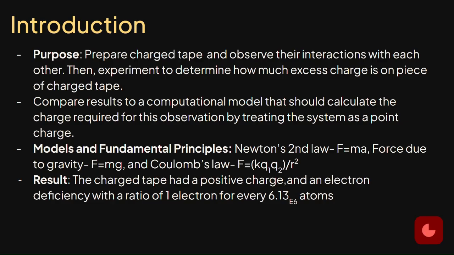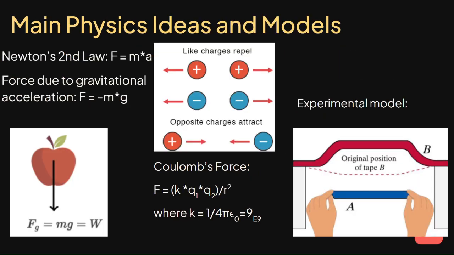Models and fundamental principles would be Newton's second law, F equals ma, the force due to gravity, F equals mg, and Coulomb's law. A brief preview of the result: we find the charge tape was positively charged and electron deficient, and it had a ratio of 1 electron for every 6.13 times 10 to the 6 atoms. So, the main physics ideas and models involved.